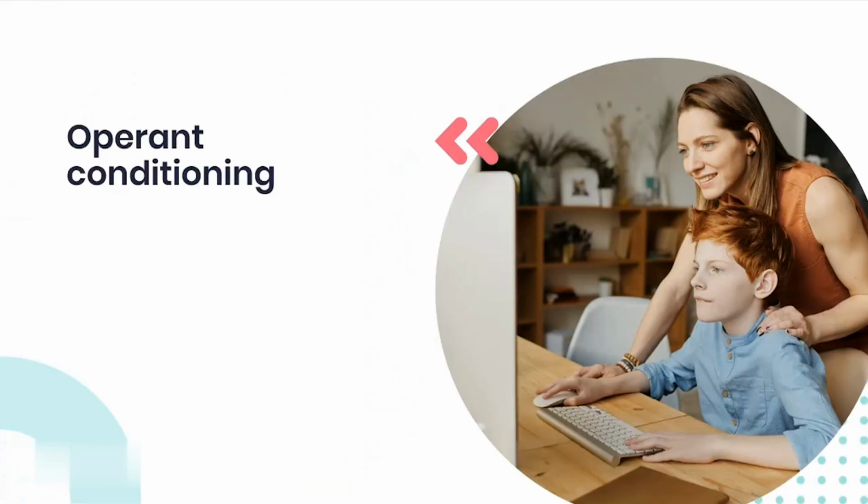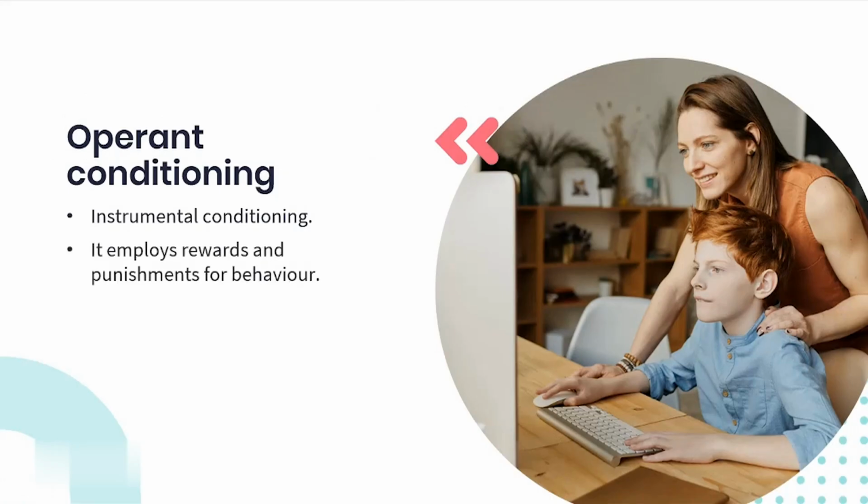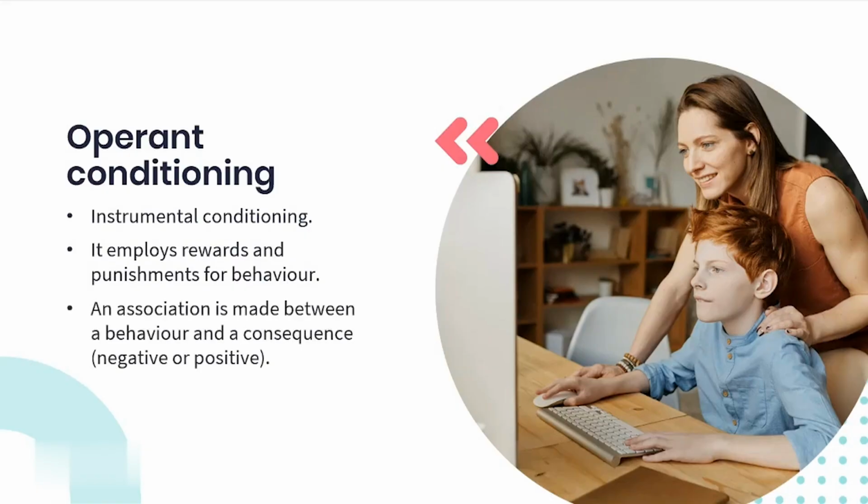Operant conditioning is sometimes also referred to as instrumental conditioning. As you know, it is part of behaviorism, suggesting that our environment influences our behaviors and learning. Operant conditioning is a method of learning that employs rewards and punishments for behavior. Through operant conditioning, an association is made between a behavior and a consequence. Consequences and behaviors can be both positive or negative.